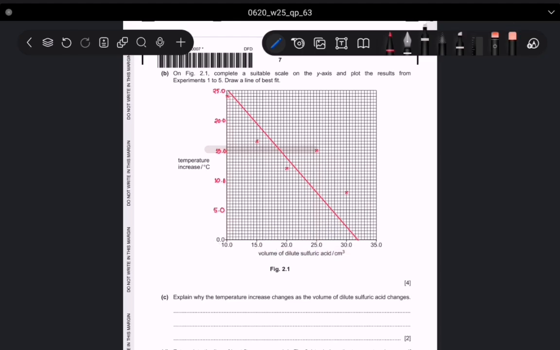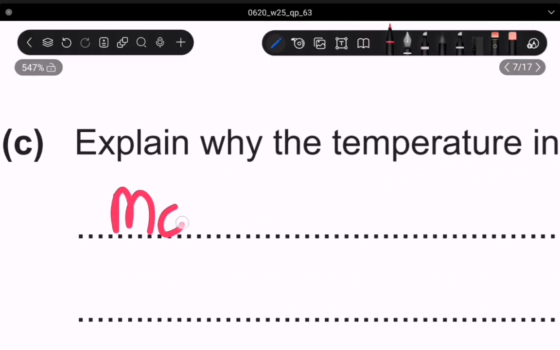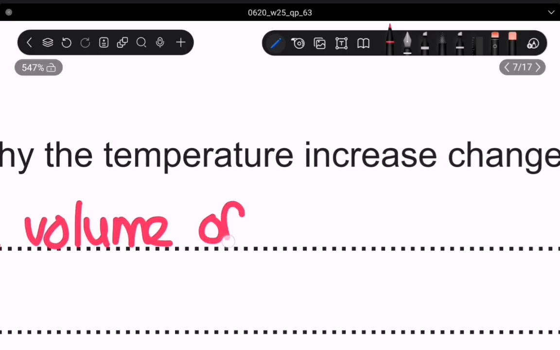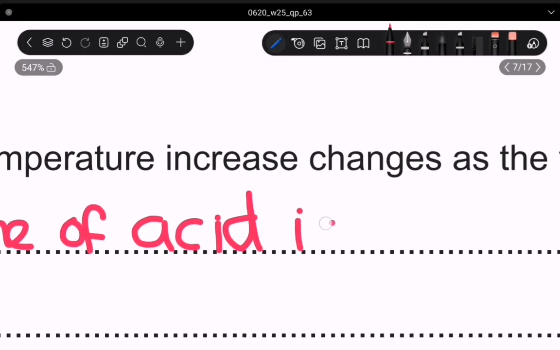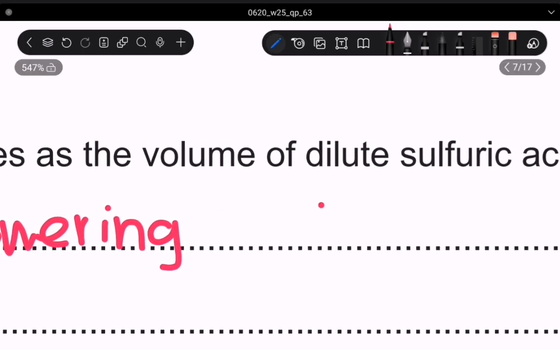So you can say more volume of acid is lowering the temperature.